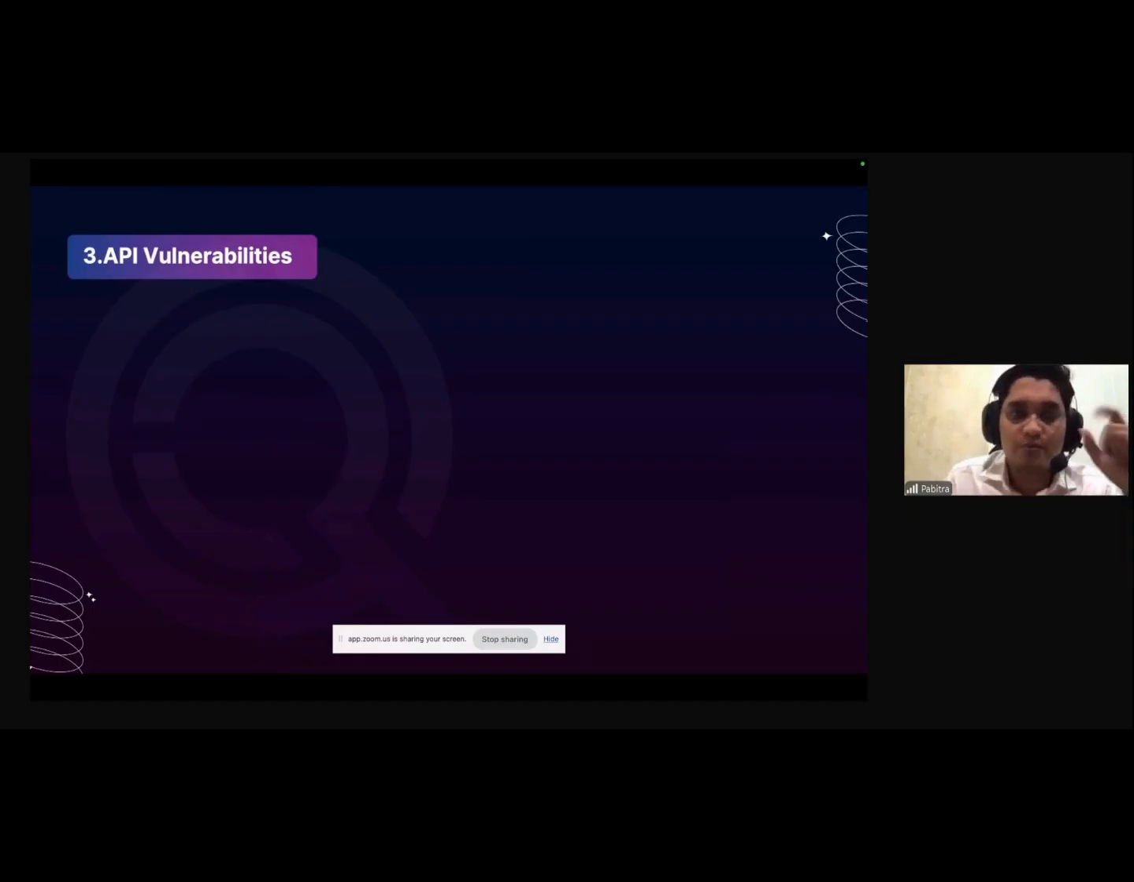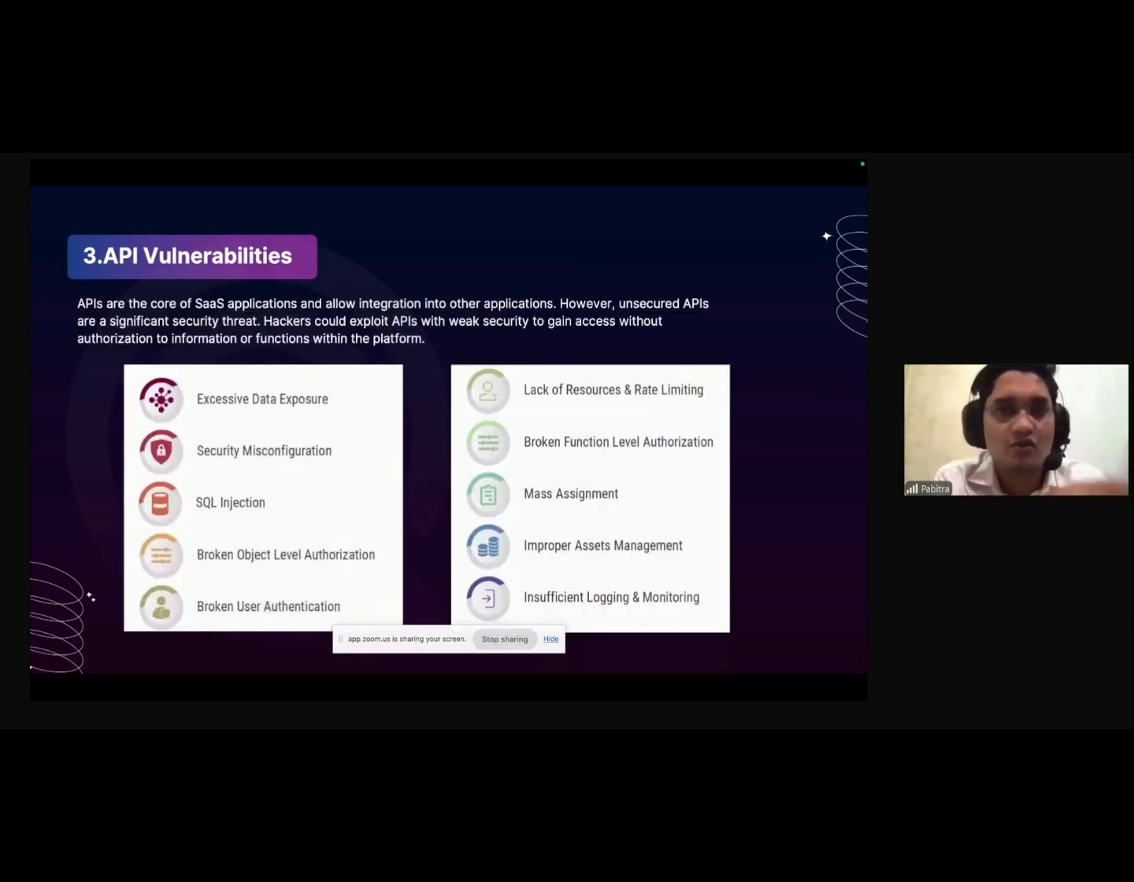And moving forward, the API vulnerabilities. Most SaaS applications use APIs. Some use REST, some use SOAP, GraphQL, but they use some API, right?